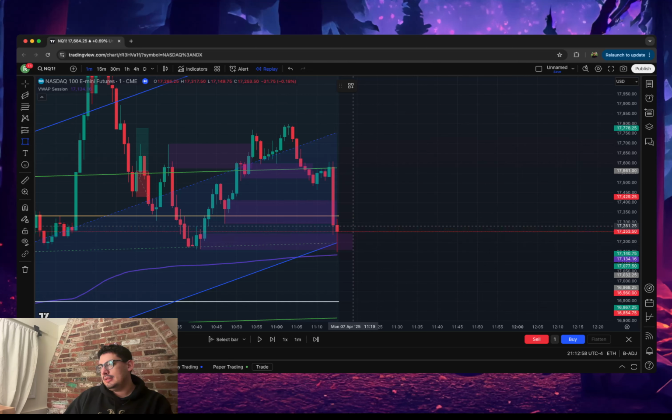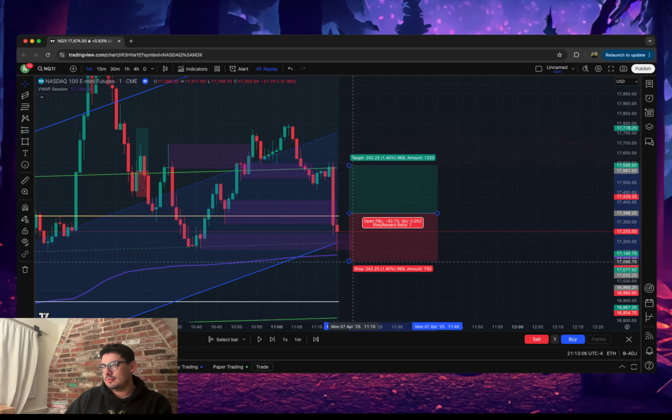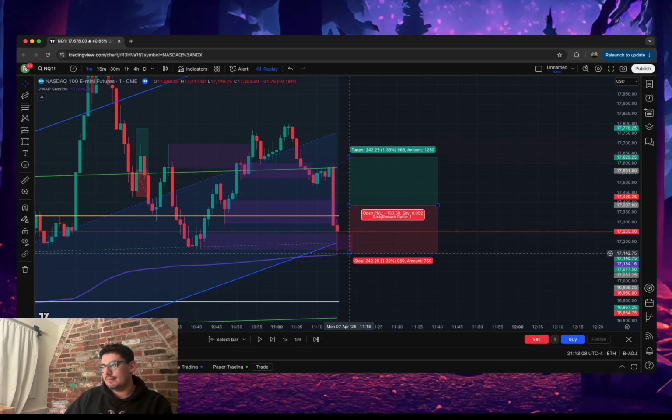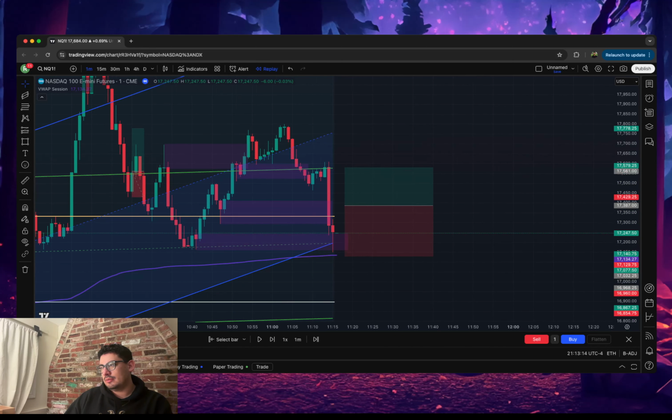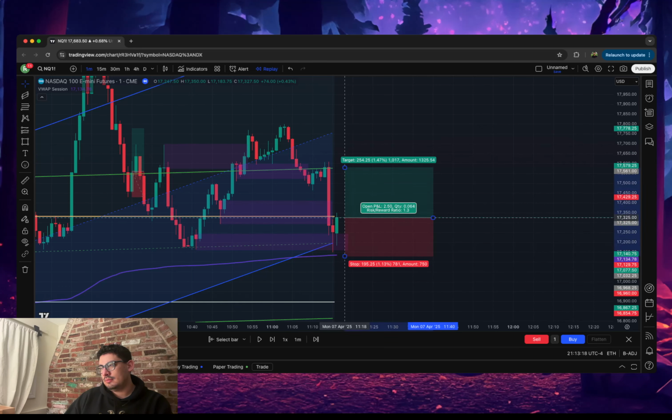What if we set a limit order at the top of this candle? Because it's also not a great candle. Let's just set that right there. And then I would expect it to fill the gap at least or come back up to the channel. Okay. I'd say we go in on that.